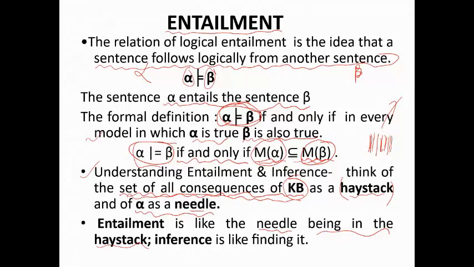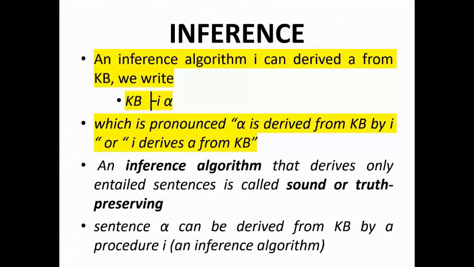Okay, let's go to inference. Natija, result. So an inference algorithm i can be derived from the KB, the knowledge base. We write it mathematically like this: KB, and this is the symbol for deriving, KB.